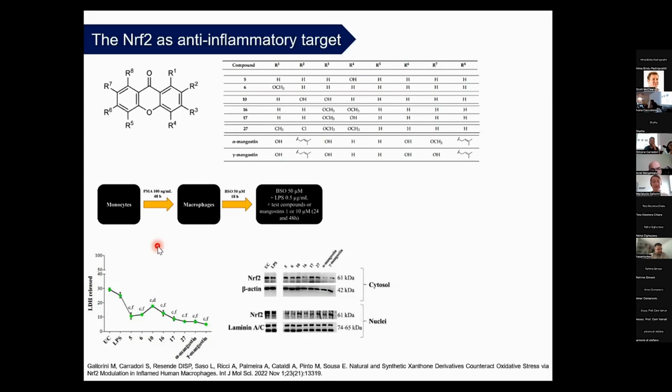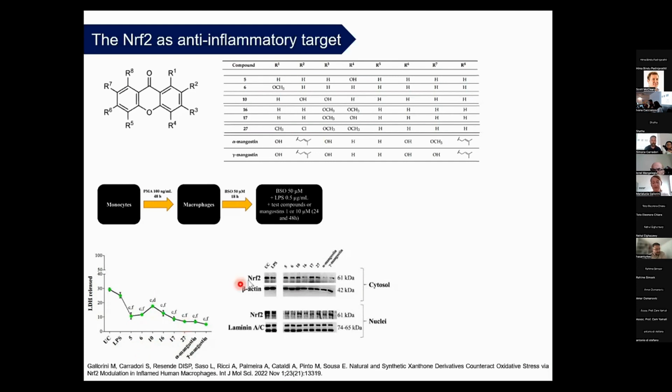What we obtained is that there is a huge decrease in LDH released from cells. This is the untreated control, only pre-treated with BSO. So there is a huge release of LDH, so cytotoxicity. In the presence of these compounds, selected from preliminary MTT, we found a decrease in cytotoxicity, and so in the LDH release, mainly with the natural compounds, alpha and gamma mangostin.